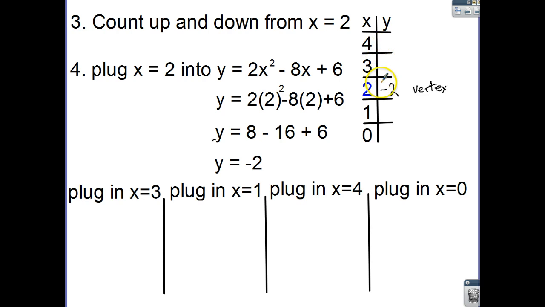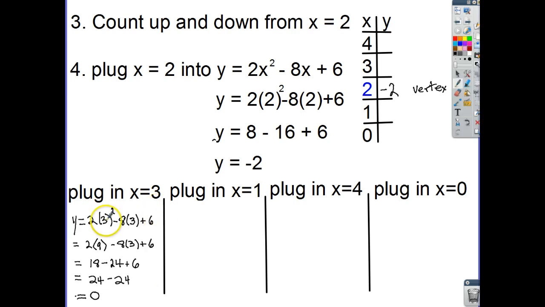Now what we need to do is plug in the rest of these values. So right here I'm going to plug in 3. Okay, so when we plug in 3 for x into our equation, first off we'll start by squaring the 3, and we get 9. And then 2 times 9 is 18. Negative 8 times 3, negative 24. Bring down the 6. Add the positives. 6 plus 18 is 24. 24 minus 24 is 0. So when we plug in 3, we get 0.